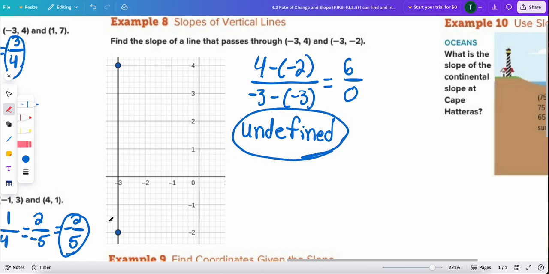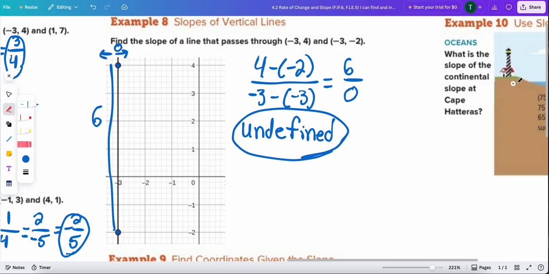Okay. So when I go to count my rise and run, I can count up my 6. The problem is, if I try to go left or right, it doesn't move, so that's 0. So once again, since we can't divide by 0, that slope is called undefined.